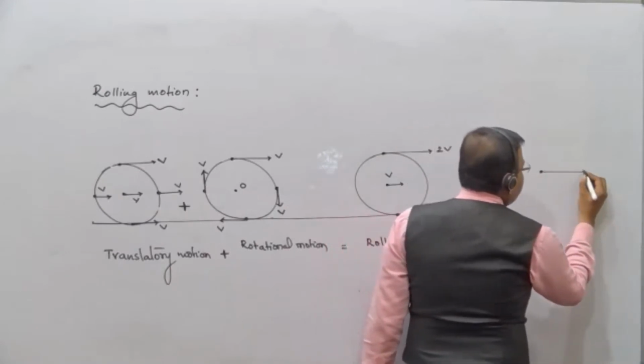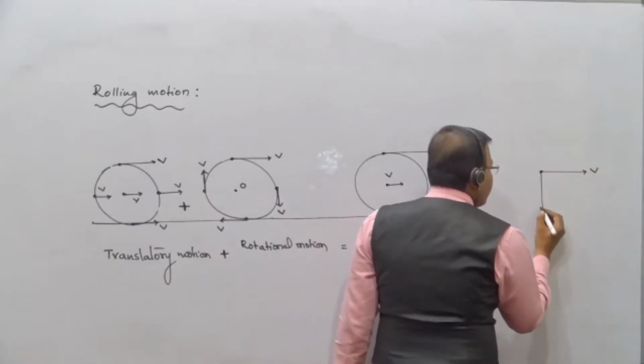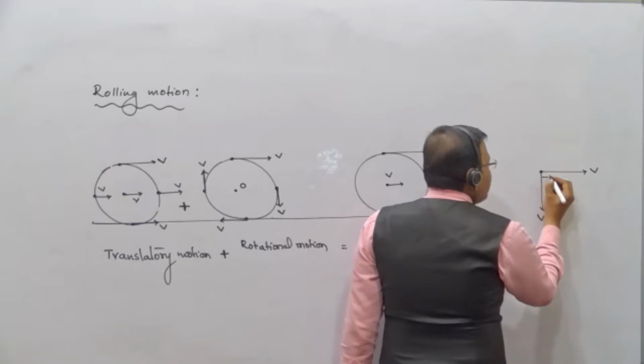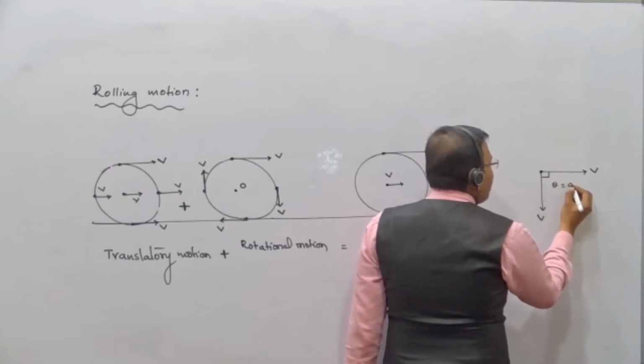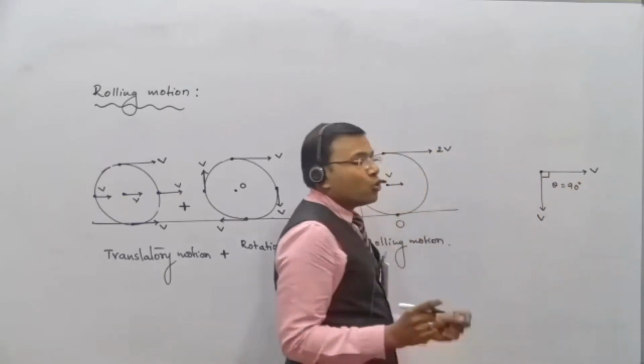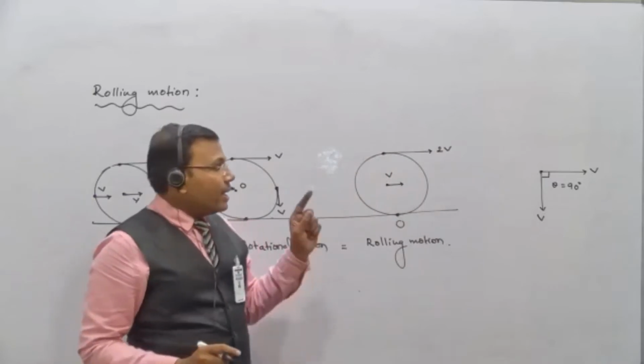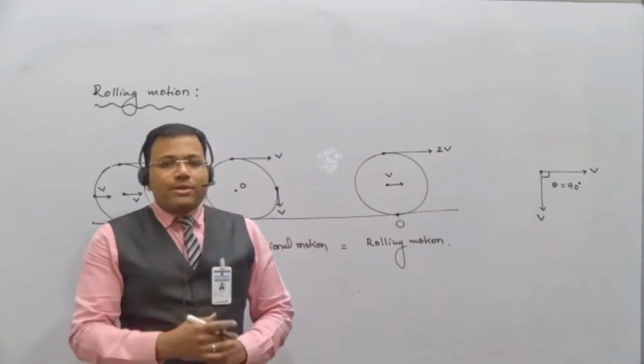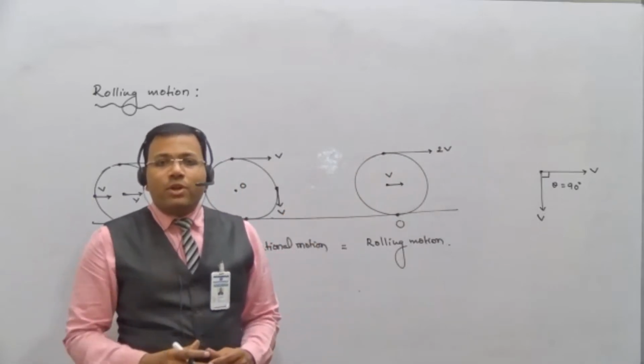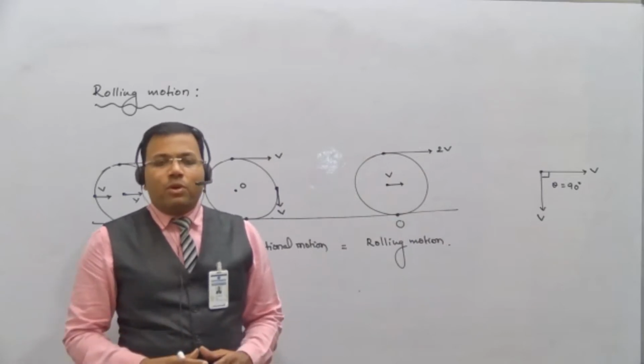देखिए बेटा, one velocity is v and another velocity is v. How much is the angle here? Exactly, theta is equal to 90 degrees. So two velocities are there here at an angle of 90 degrees. So what is the resultant velocity? To calculate the resultant velocity, I take the help of parallelogram law of vectors.